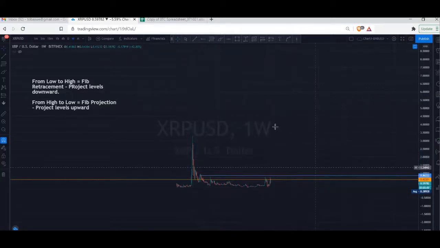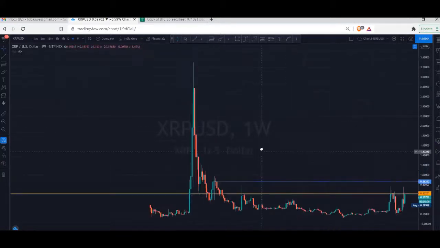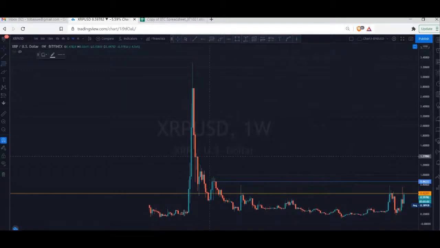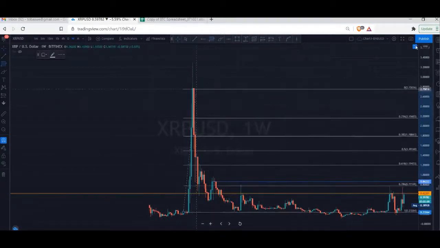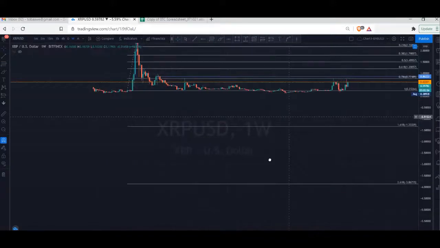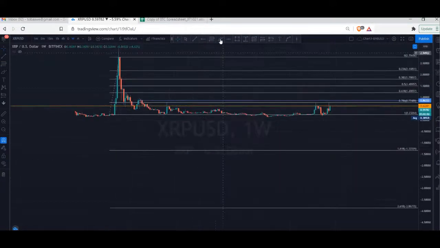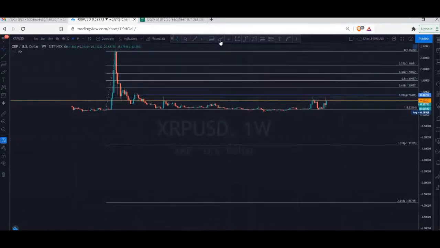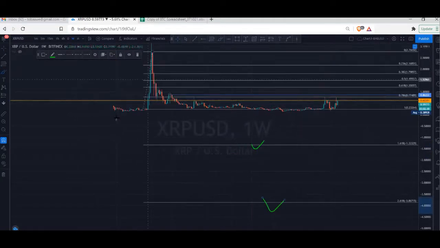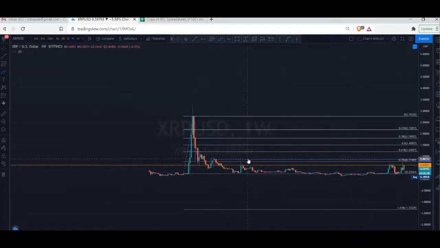So I delete it. Now I take it. This is from low to high. Now low to high, what has it done? It has projected levels downward for you. Can you see it? You see this level? This is one level it has projected for you downward. That's from low to high. But that's not what I want. Because I'm not going downward, I'm going upward. Okay? I want to make price projection upward.